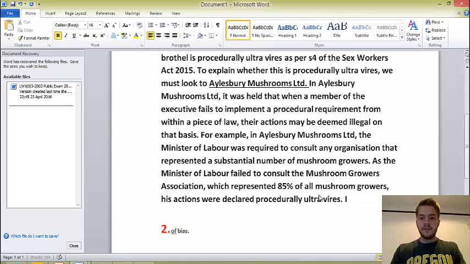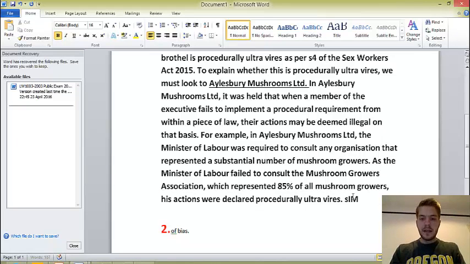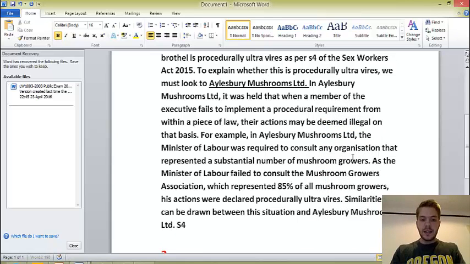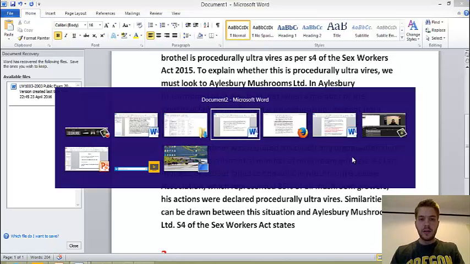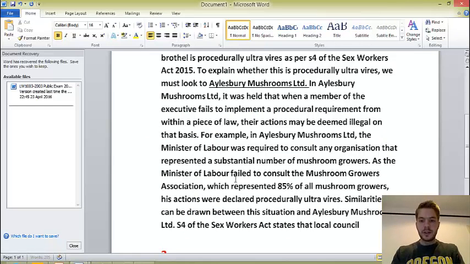If we look for similarities, they can be drawn between this situation and Section 4 of the Sex Workers Act, which states, and we can go and look at Section 4, that local councils must send an independent reviewer.